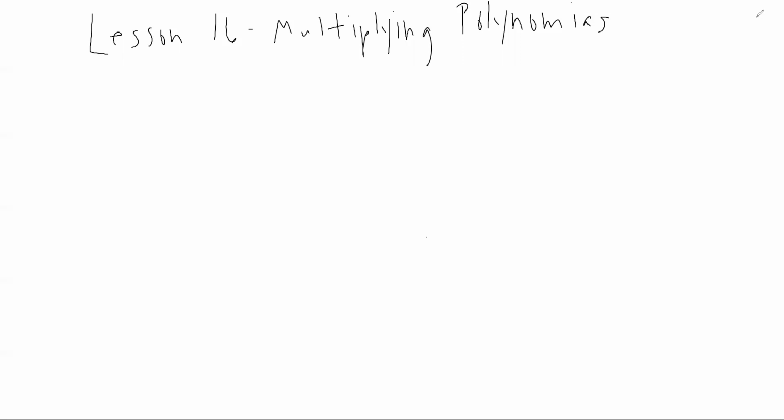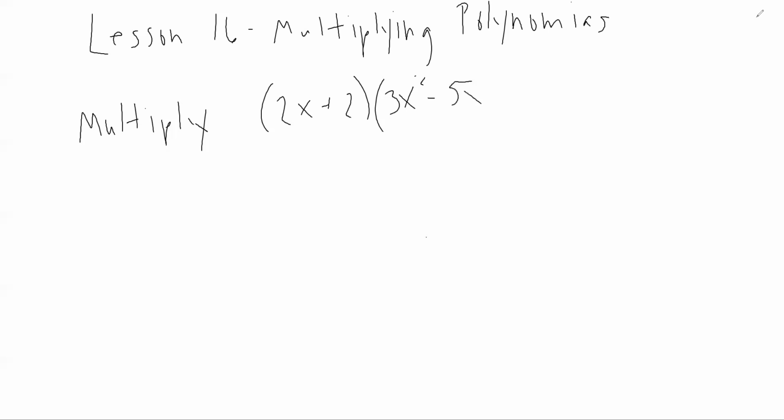Okay, so let's just learn by doing here. We're going to say we have to multiply 2x plus 2. Here I have a binomial because I have two terms inside of it. And I multiply that to 3x squared minus 5x plus 2.